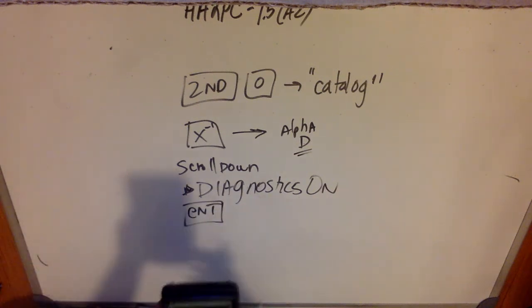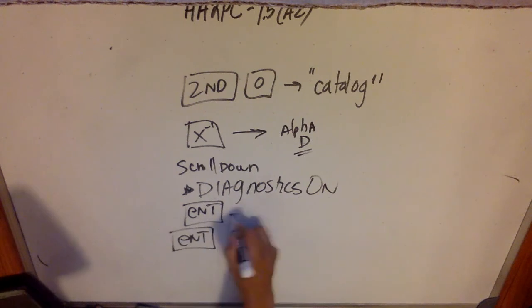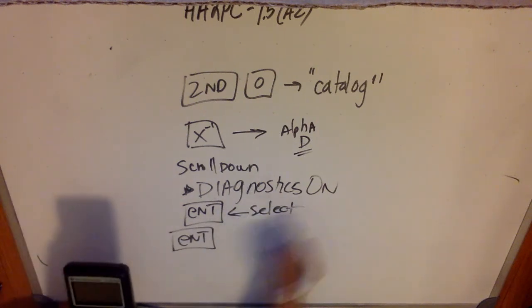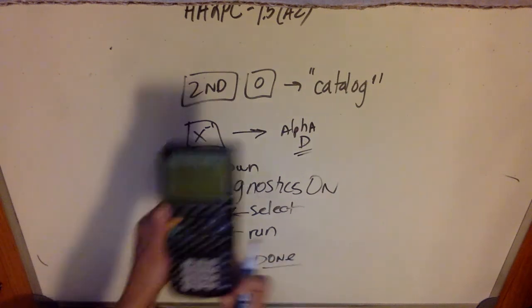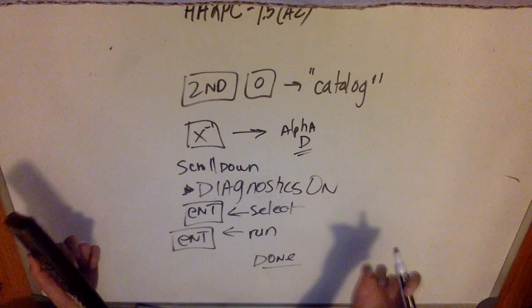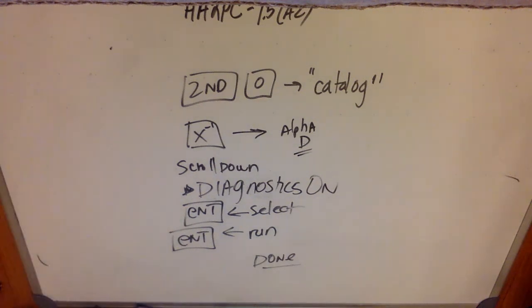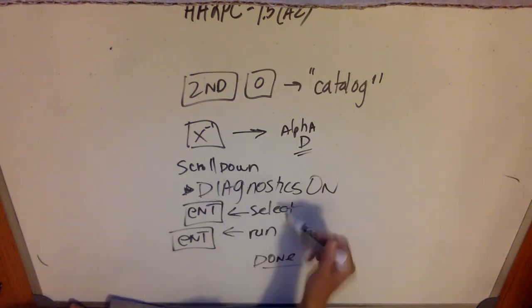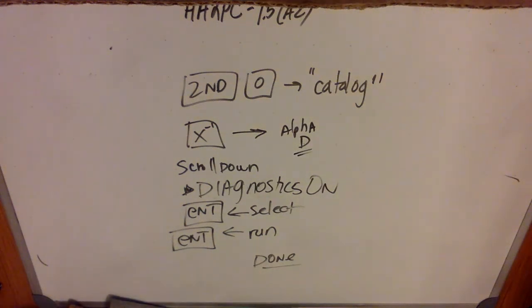But then you actually haven't run the program. See how it says diagnostics on? Then you're going to hit enter again. So what this did was it selected what you want to run, and then you hit enter to run it. And when it's done, it's going to say the word done. So now if you do that same step to get your line of best fit, you'll now have the R values. You'll have those diagnostics on. If you ever wanted to shut them off, it's exactly the same process, except instead of scrolling down to diagnostics on, you'd scroll down to diagnostics off. So that's kind of the gist.